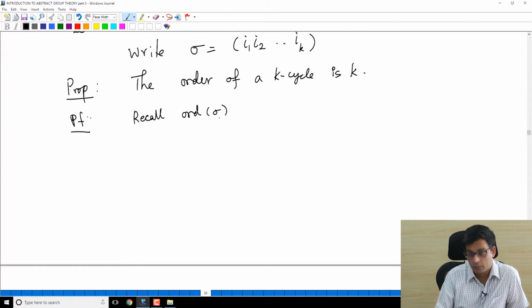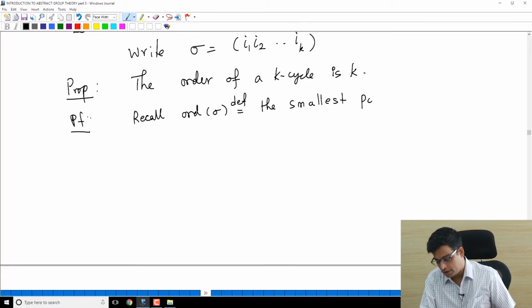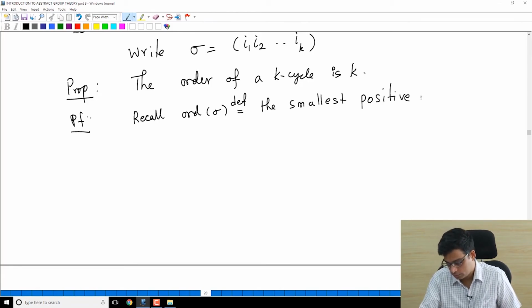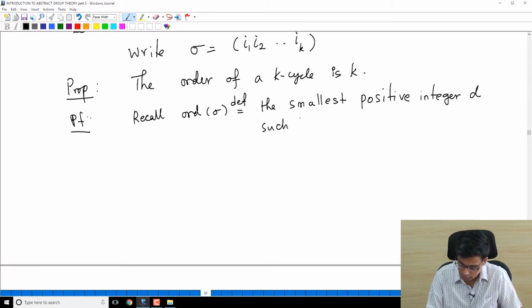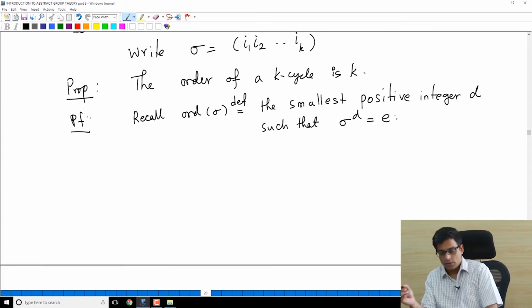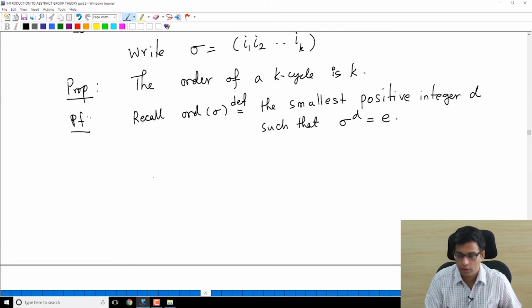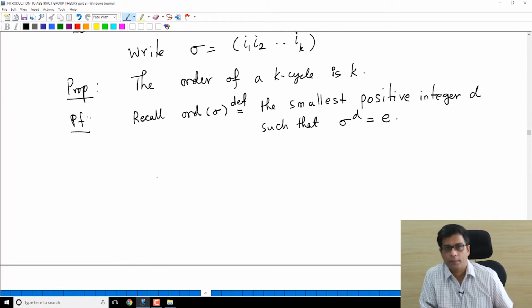In general, the order of sigma would be, by definition, the smallest positive integer d such that sigma to the power d is the identity element. So we want to show that sigma to the power k is the identity, and sigma to any smaller power is not the identity. In order to do that, let's find out what the powers of sigma are.